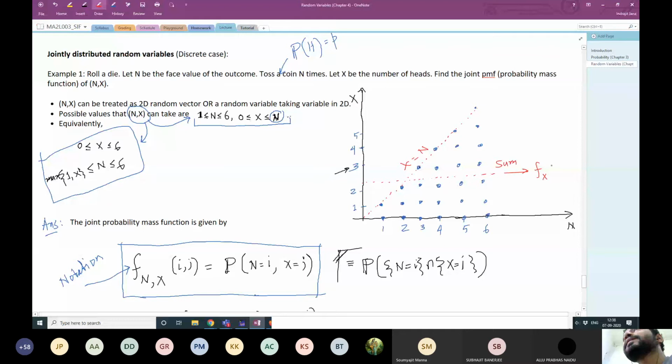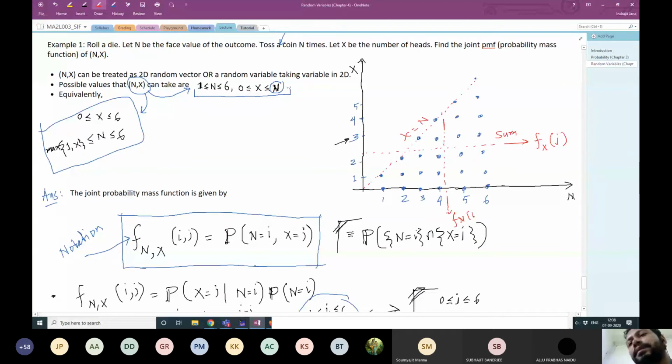And if I sum across the vertical line, I would get the marginal of n, f_N(i). So for example, if I sum all the probabilities which are located on these dots, this would give me f_X(1). If I sum all the probabilities along this line, this should give me f_X(4).